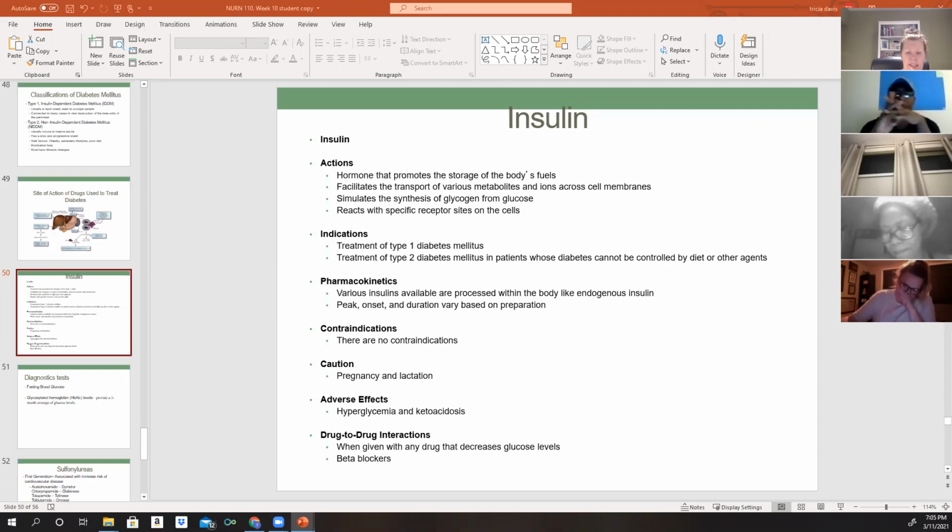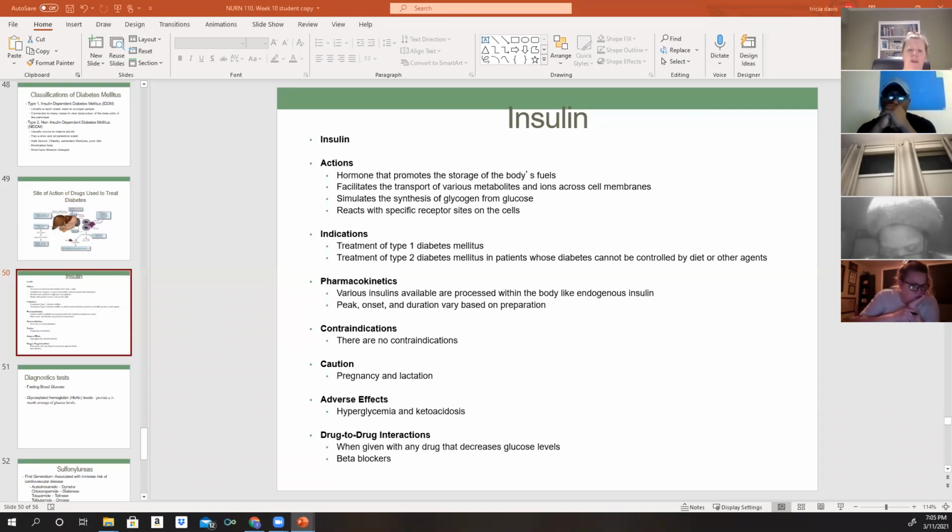The adverse effects: sometimes we could cause hyperglycemia if we don't give enough. Sometimes we can cause hypoglycemia if we give too much. And then sometimes ketoacidosis. So you would want to be careful when you administer this medication with any other drug that decreases glucose levels. And then you want to use cautiously with beta blockers.